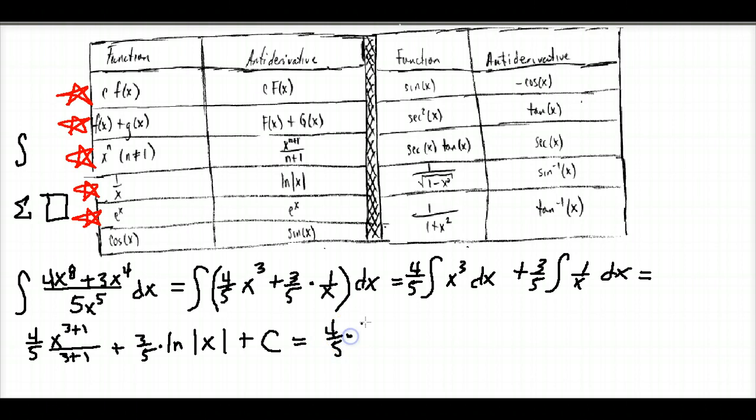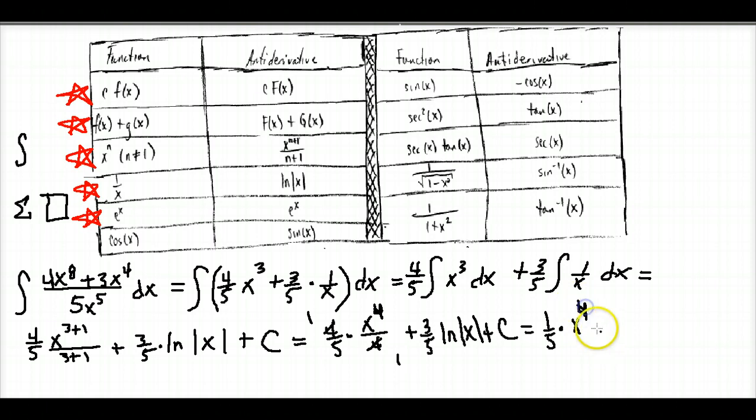Say this is 4/5 times x to the 4th over 4, plus 3/5 natural log of x plus c. And so we know that these reduce to 1. So now we have 1/5 x to the 4th plus 3/5 natural log of x plus c. And so here is our final answer.